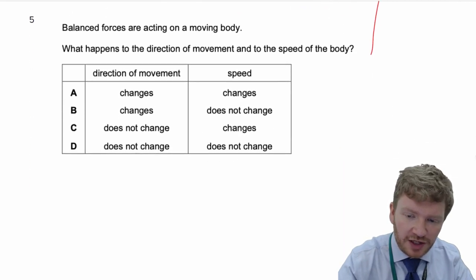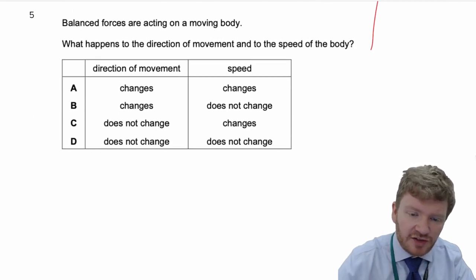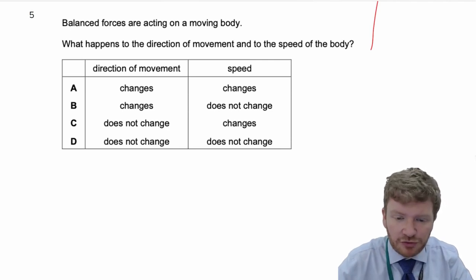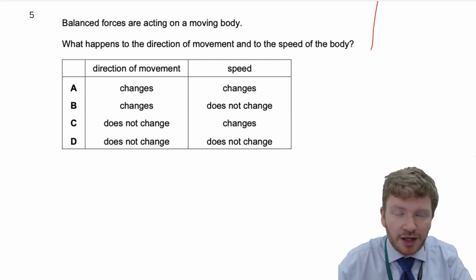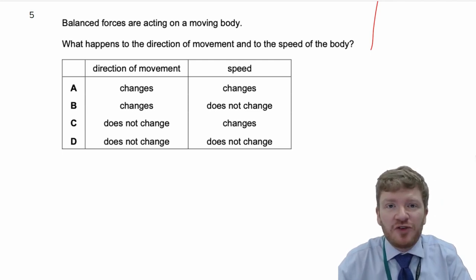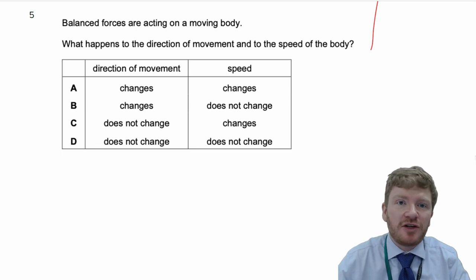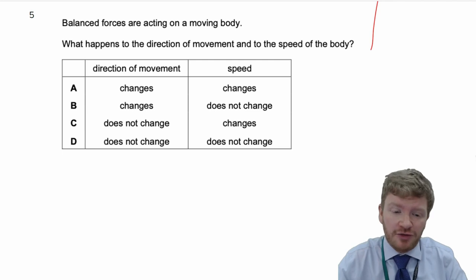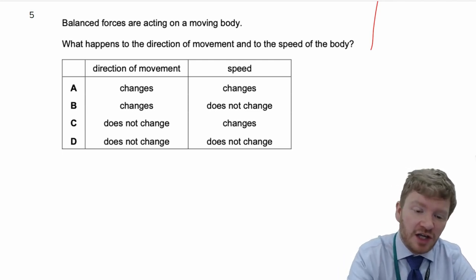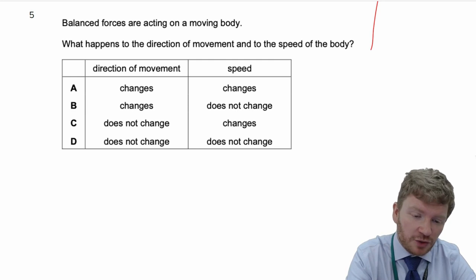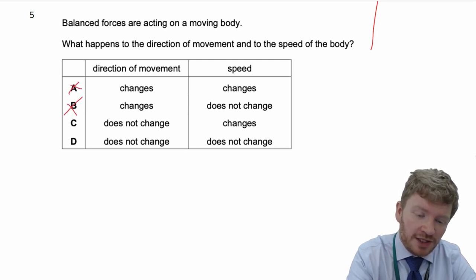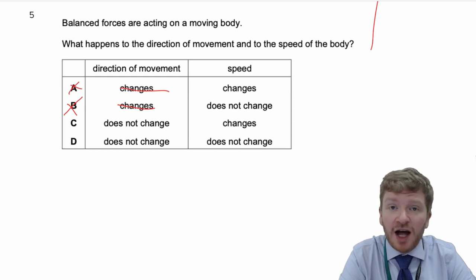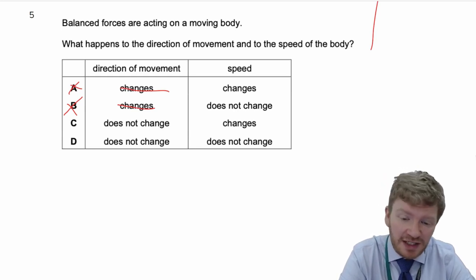For question 5, it says balanced forces are acting on a moving body. What happens to the direction of movement and the speed of the body? So the forces are balanced. If the forces are balanced, then that means that the object is not accelerating, because acceleration is rate of change of velocity, not speed, and velocity has a direction. I can say that because it's not accelerating, the movement does not change. So it cannot be A or B, because it can't be that the direction changes. And I also know that if the forces are balanced, the speed can't be changing.